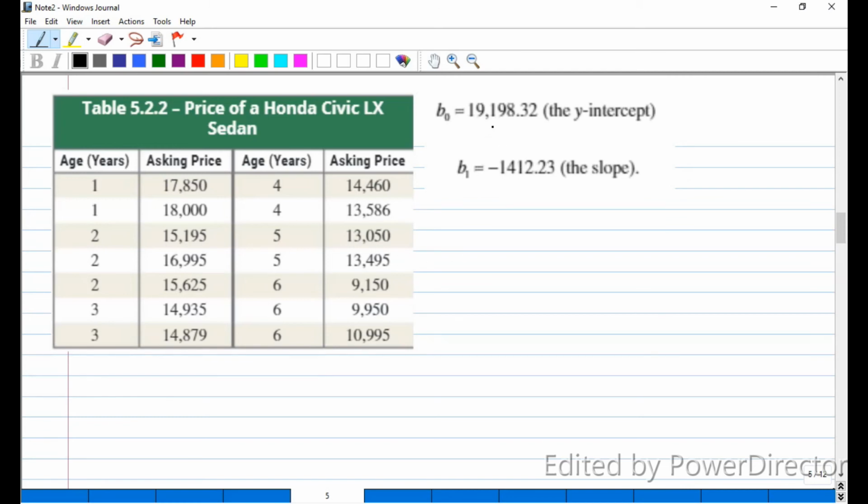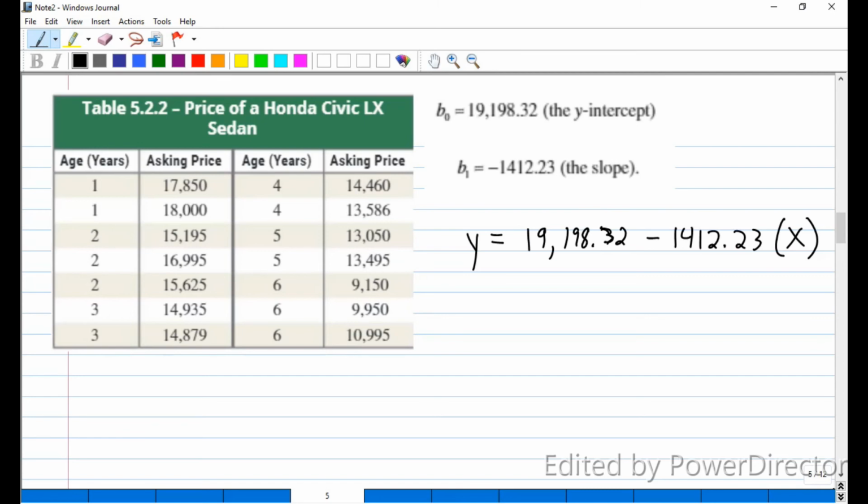But if you did crunch the numbers, you could figure out that your b sub 0, or the y-intercept, is this number, and your b sub 1 is this number. Now, y equals, what do I write first? b sub 0. So $19,198.32 minus, because that's a negative slope, which makes sense because if x is the number of years, each year should make the price go down more. All right.